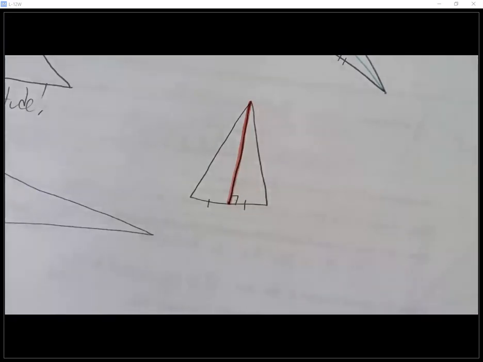Could it be anything else? Julia? It is still an altitude. What? It's starting at a vertex and it's dropping perpendicularly to the other side. So you could also say altitude for that thing. Is this thing an angle bisector?